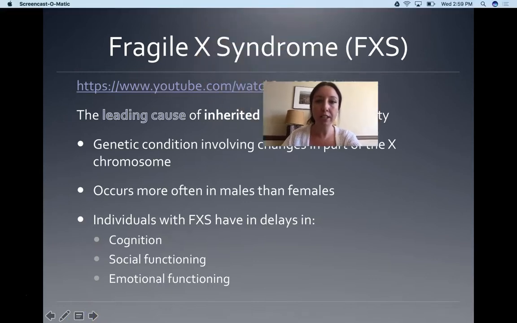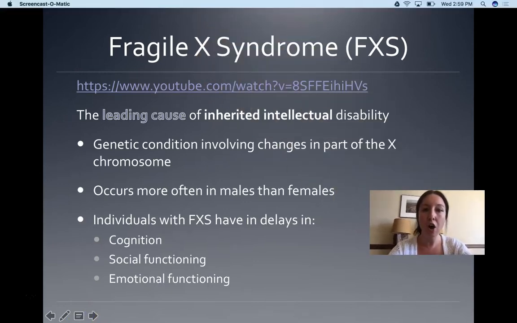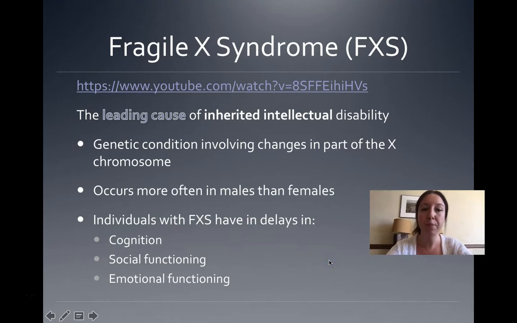So with Fragile X syndrome, again, it's the leading cause of inherited intellectual disability, which again means that it's passed down from parents or somewhere along your genetic line. It is a genetic condition, though, involving changes in part of the X chromosome, and because of this, it occurs more often in males than females.